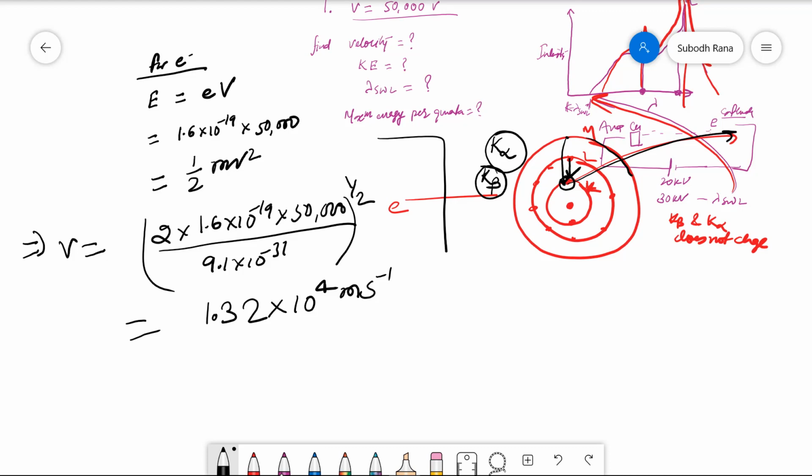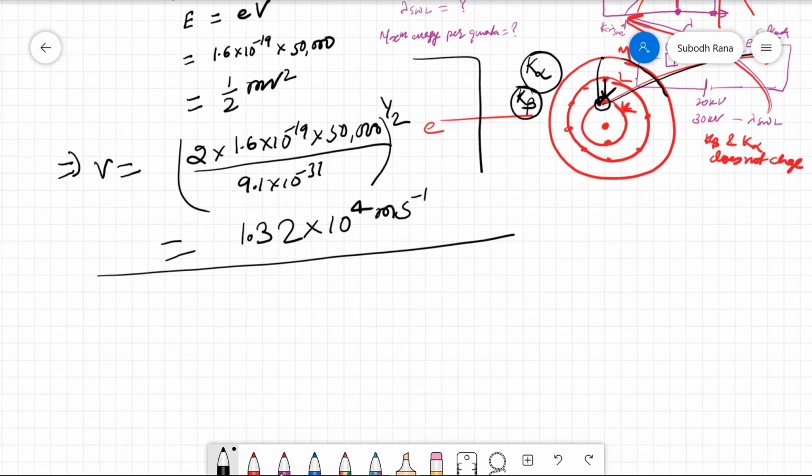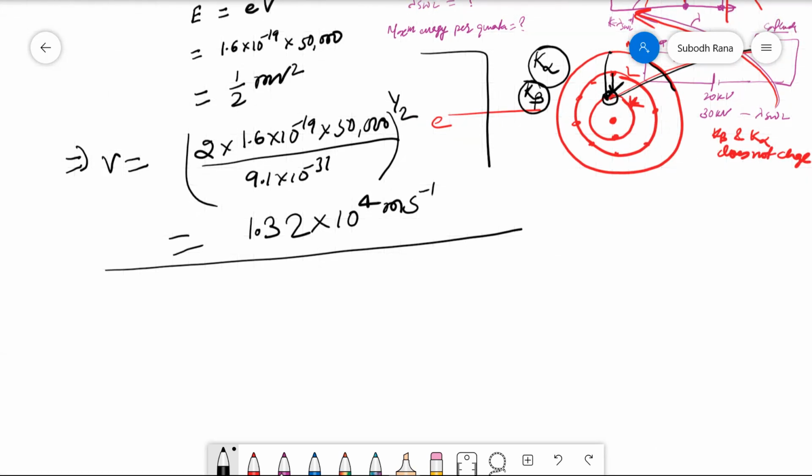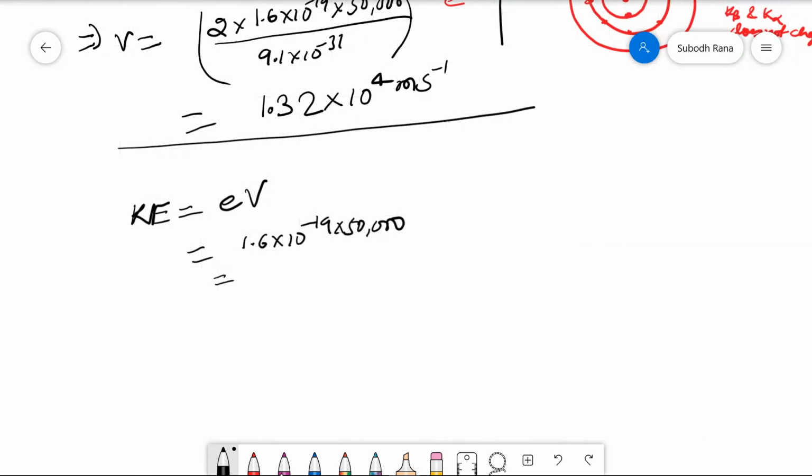So the first one is done. Now the second one is, what is the kinetic energy? The kinetic energy is equal to EV, so that will be equal to 1.6 into 10 power minus 19 into 50,000. This will be equal to 8 into 10 power minus 23.